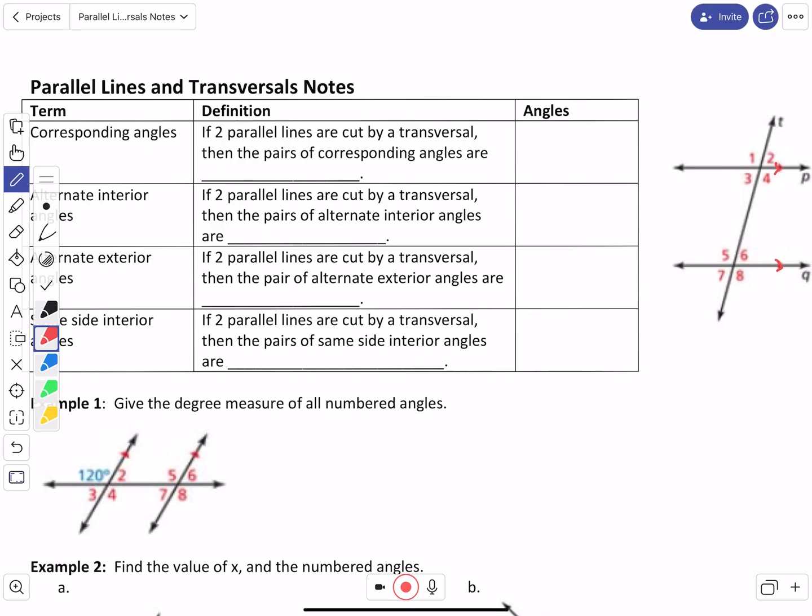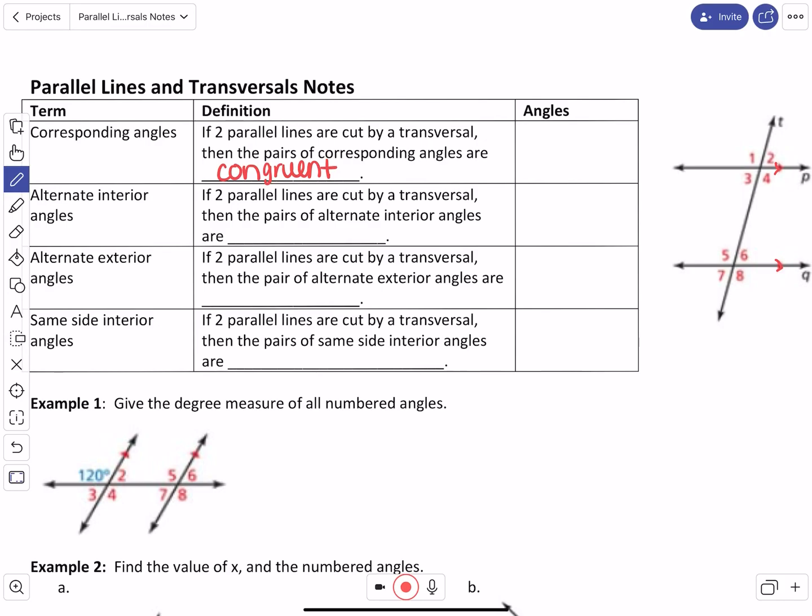So when the lines are parallel, this means that certain angles are going to be congruent, okay? By definition, if you have corresponding angles, our first type of angles up here in our chart, if two parallel lines are cut by a transversal, then the pairs of corresponding angles are congruent, meaning that they are going to be the same.